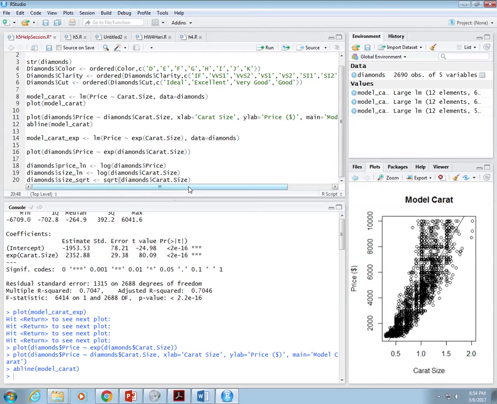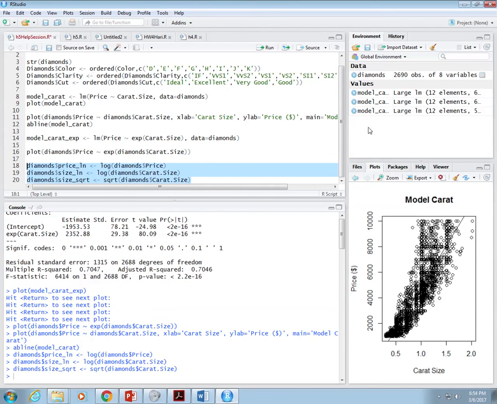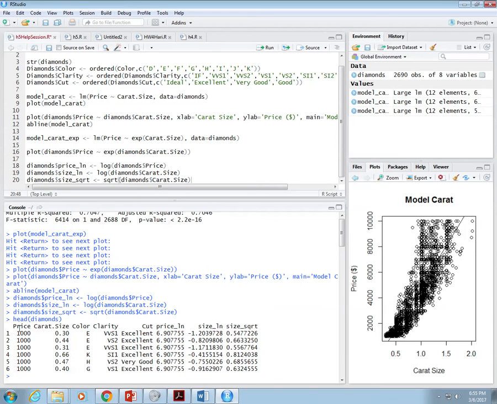Okay, so hopefully that's not too bad. Just make sure you're using diamonds before each of these. And if you're using the attach function, it's a little bit weird. You have to reattach it basically because you're creating new columns. But it does work. So when I have those done, I just run them. And if you now look at your data set, you can do the view. I like the head function. You should see a new column called price log, size log, and size square root.